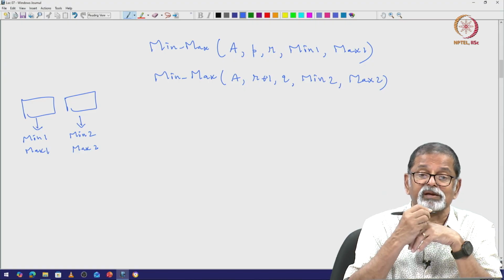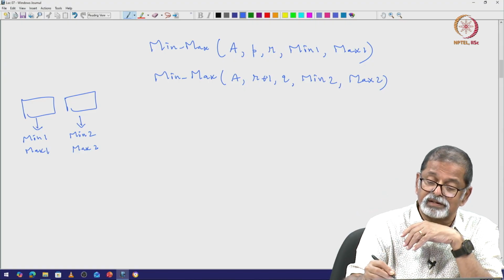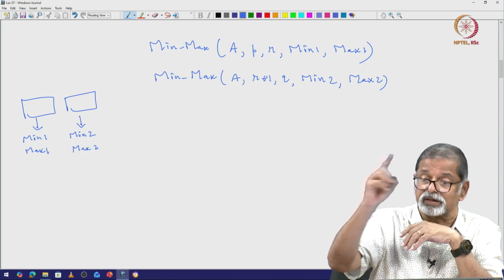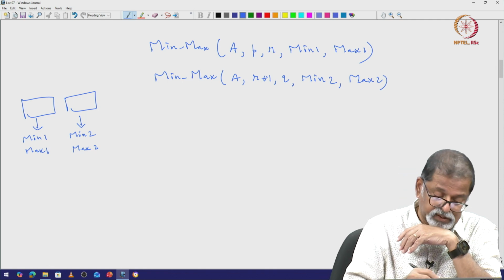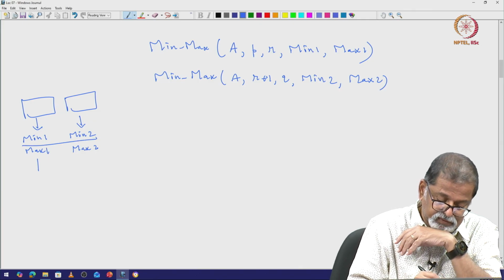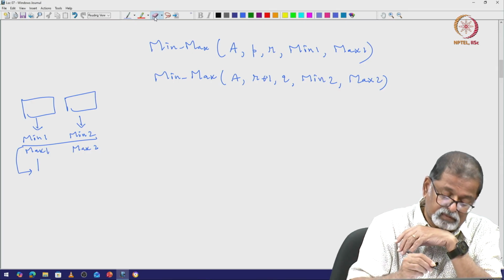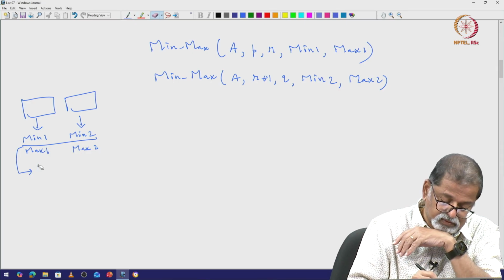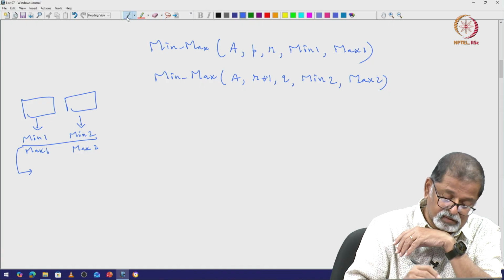How will you find the overall min? The overall min is found by comparing min1 and min2. These two are used to combine, to give the min.